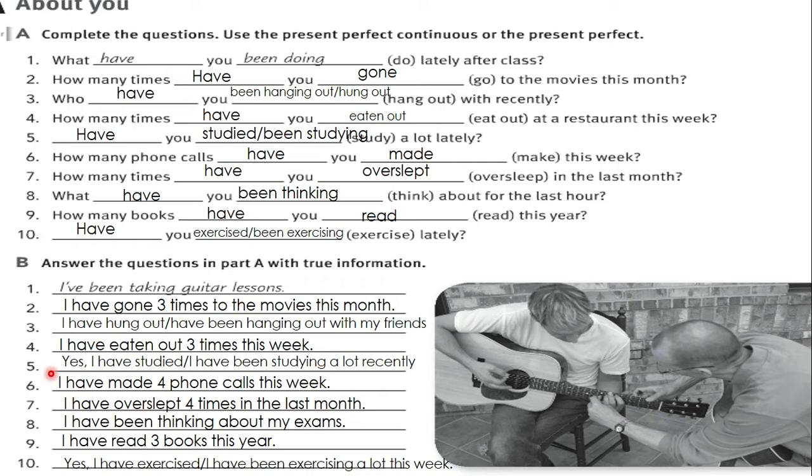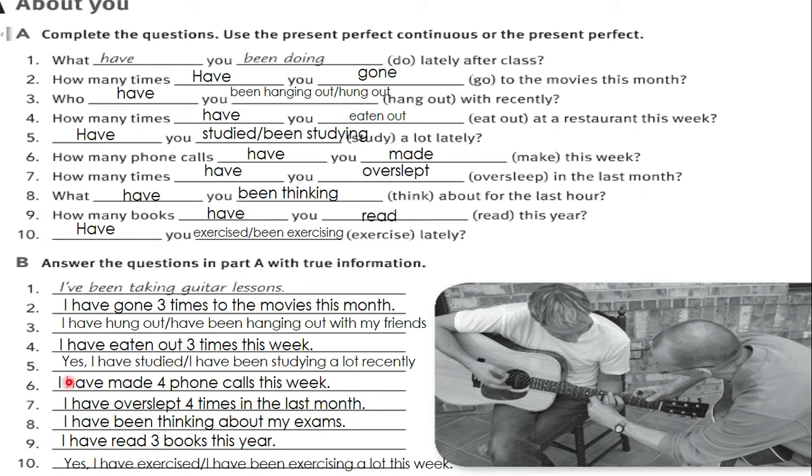Number 7. How many times have you overslept in the last month? I have overslept 4 times in the last month. Present perfect, you're talking about quantity. Number 8. What have you been thinking about for the last hour? I have been thinking about my exams. Number 9. How many books have you read this year? I have read 3 books this year. Number 10. Have you exercised or have you been exercising lately? Yes, I have exercised or have been exercising a lot this week. Okay? Or lately. Yeah?